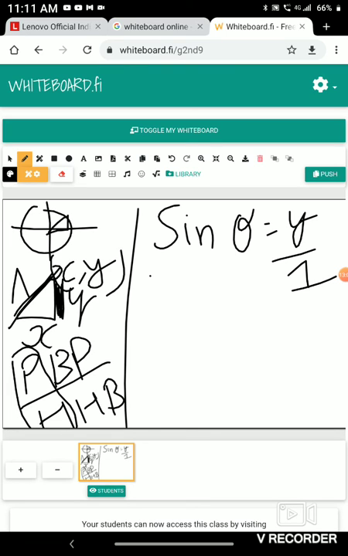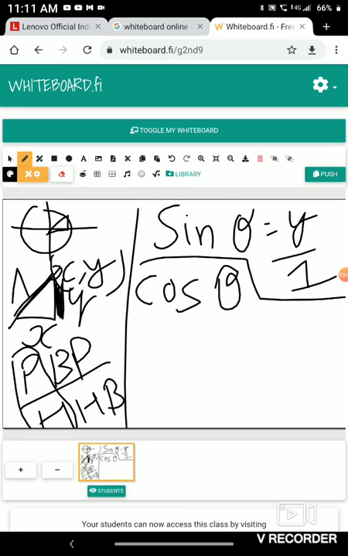So now let's move to cos theta, and now cos theta will become x upon 1. How? As base upon hypotenuse. I know this is known as adjacent also and base also, I mentioned that. Okay, so x upon 1.